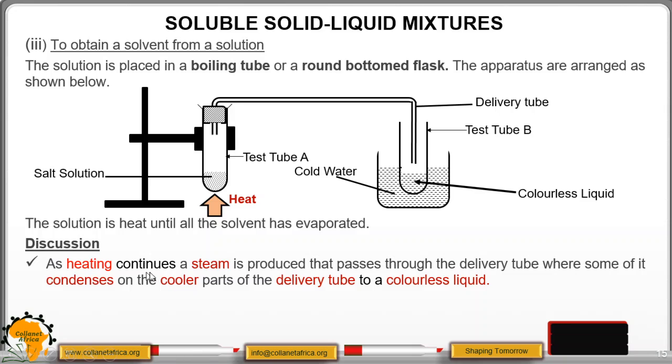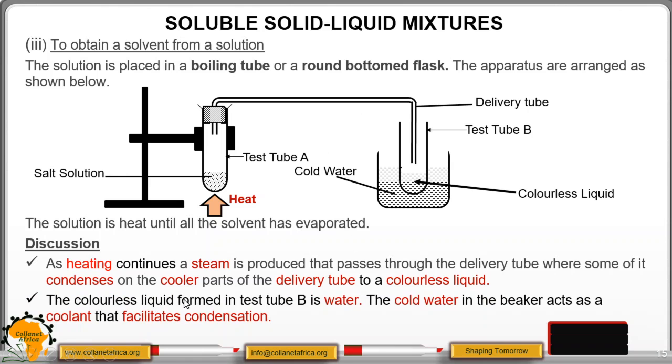Discussion: as heating continues, steam is produced that passes through the delivery tube, where some of it condenses on the cooler parts of the delivery tube into a colorless liquid. The colorless liquid formed in the test tube is water. The cold water in the beaker acts as a coolant that facilitates condensation.